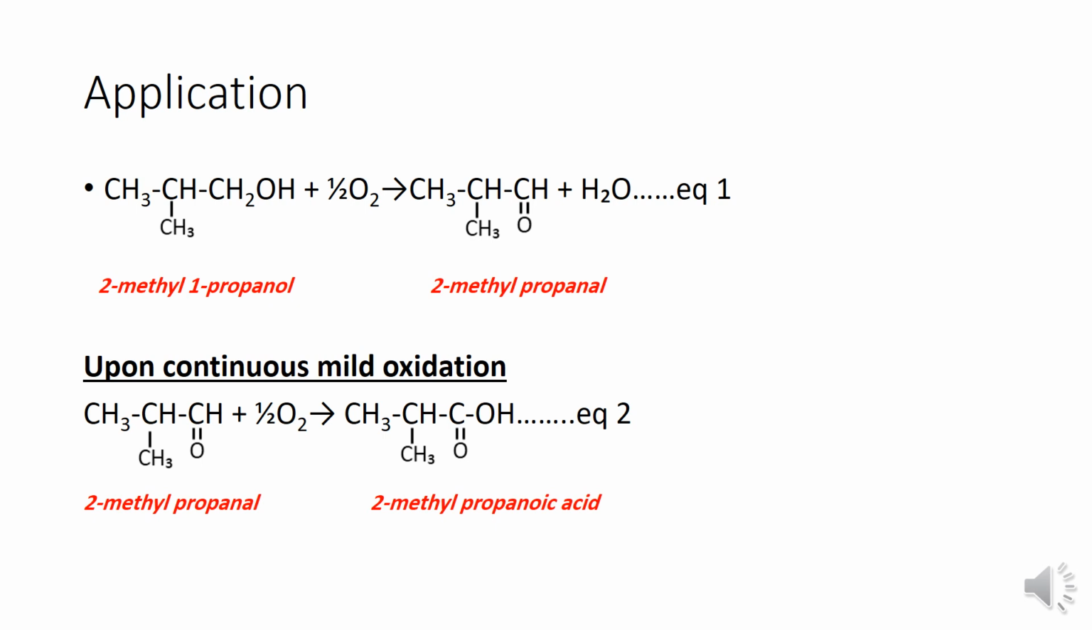the aldehyde functional group, C double bond O. Now what do we have here? The branch stays the same, and the product will be called 2-methylpropanal. Okay, now upon continuous mild oxidation, the 2-methylpropanal will become 2-methylpropanoic acid.